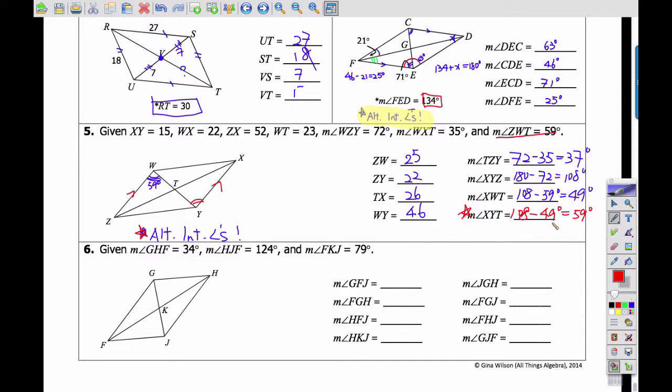If you don't see that, you can also establish relationships like I did and use your calculations to find the angle. That's perfectly fine as well. Okay, so do some practice on your own with number 6. This is really important because a lot of this is foundational work for the next unit.